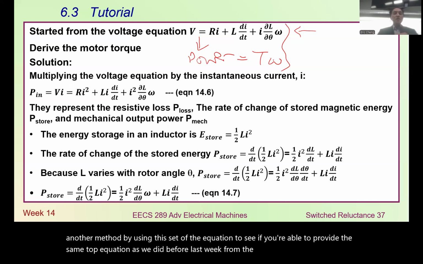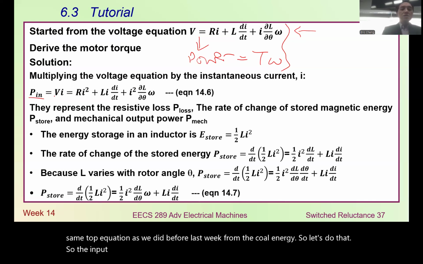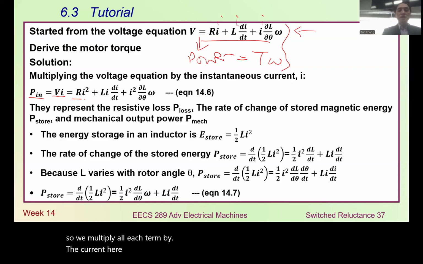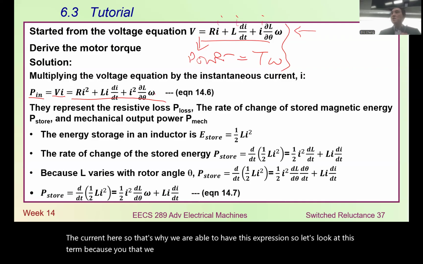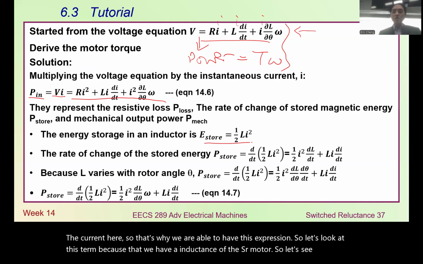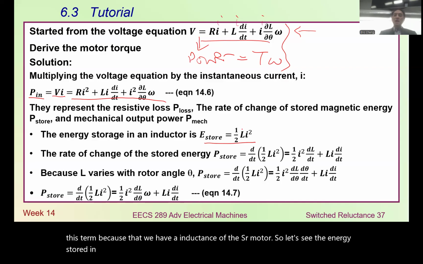So let's do that. The input power equals voltage times current. Because we have this voltage, we multiply each term by the current here. That's why we are able to have this expression. So let's look at this term. Because you know that we have an inductance in the SR motor, let's see the energy stored in the inductor. That will be half L i squared.